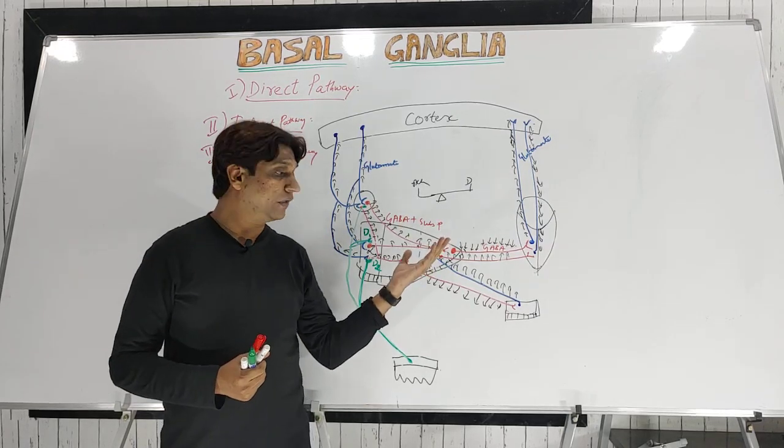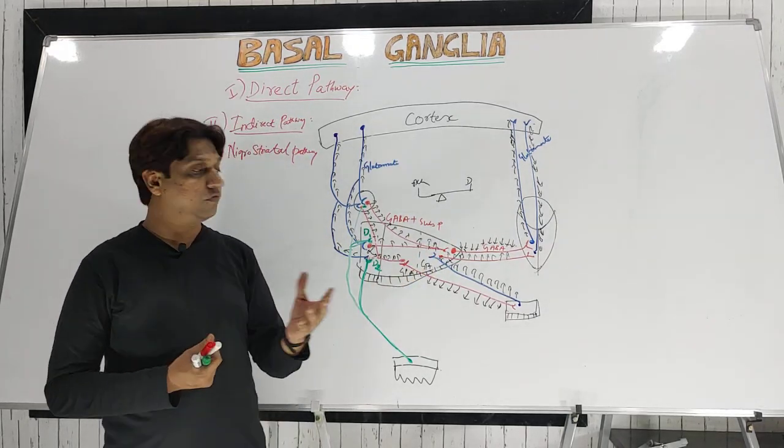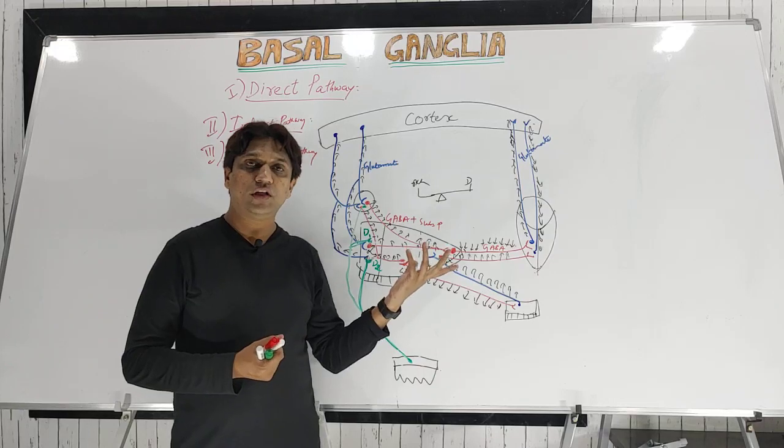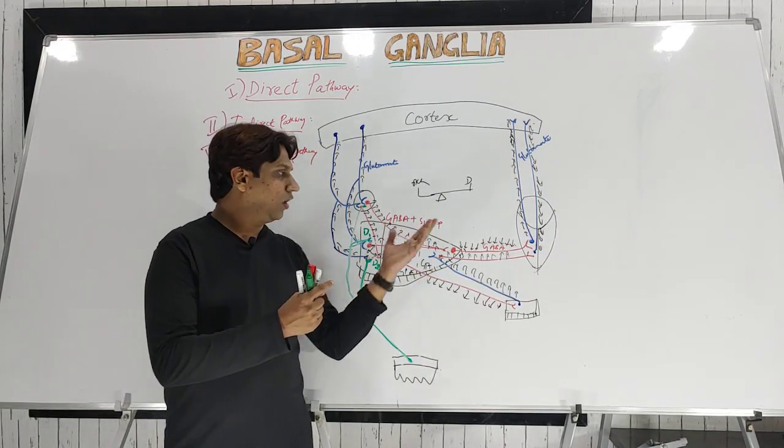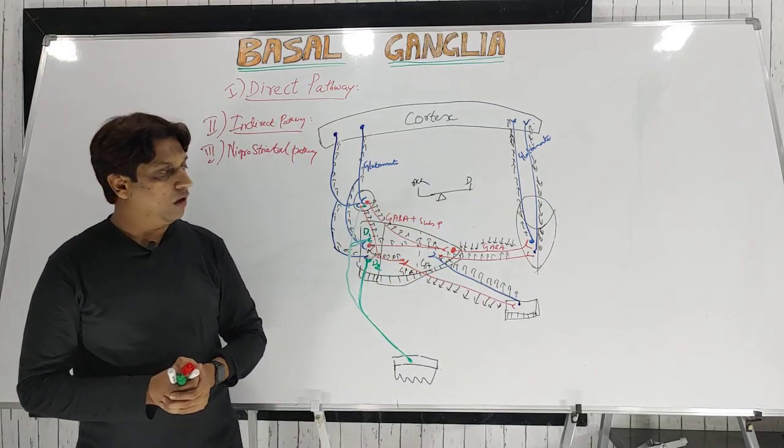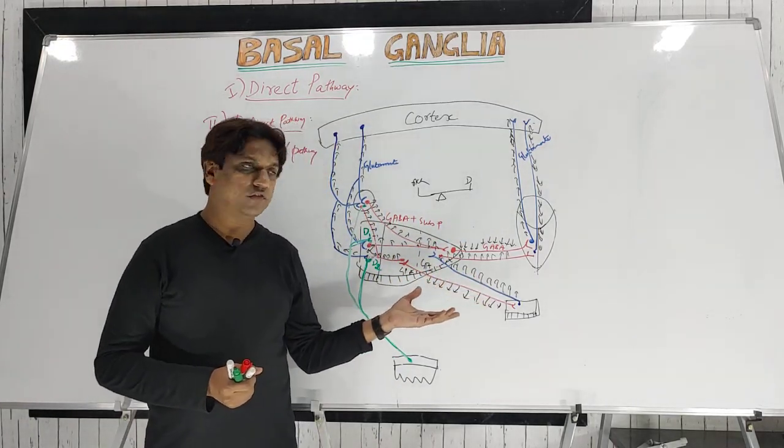Finally, it also helps in the arousal mechanism, okay? Lesion of this causes sleep and drowsiness, okay? Globus pallidus and red nucleus have a close association with the reticular formation. Okay, so those are the functions of the basal ganglia.